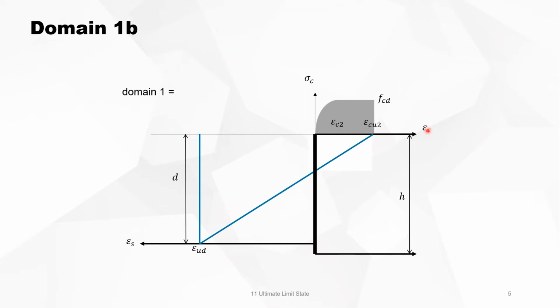Just to make it clear, this is the strain and this is the stress of the concrete. You see first you have the parabolic part until epsilon C2, and then the rectangular part up till epsilon CU2. This first part we call domain 1A, and then the part next to it is domain 1B. But 1B, we can split into 2 separate regions, one with the parabolic behavior and the other with the rectangular behavior.